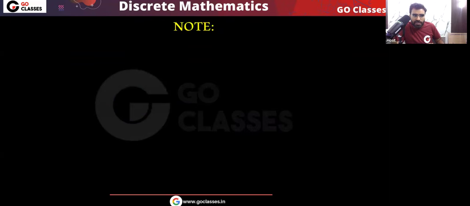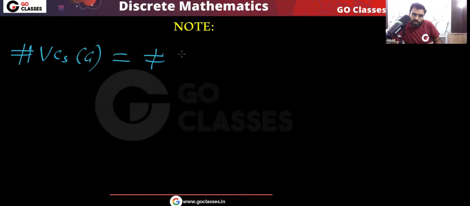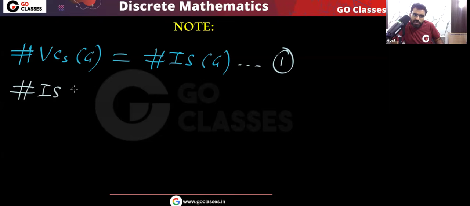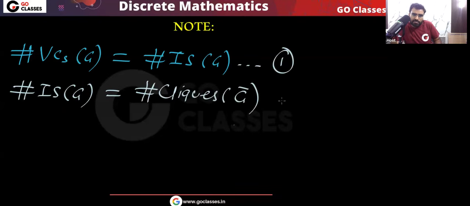Let me tell you. See, we have already seen that the number of vertex covers in G is equal to the number of independent sets in G. This we have seen. This was our equation 1. And we have seen that the number of independent sets in G is equal to the number of cliques in G complement. This is our equation 2. From these two equations, what can you say?